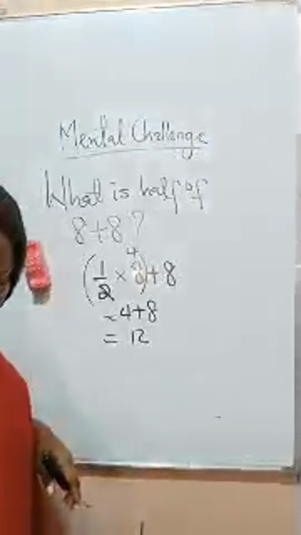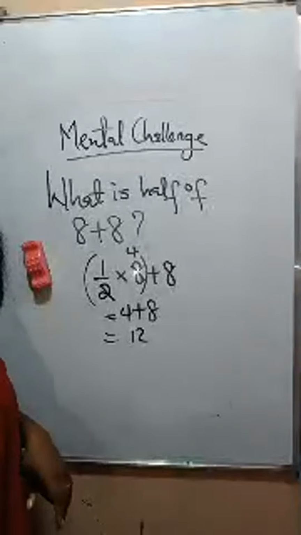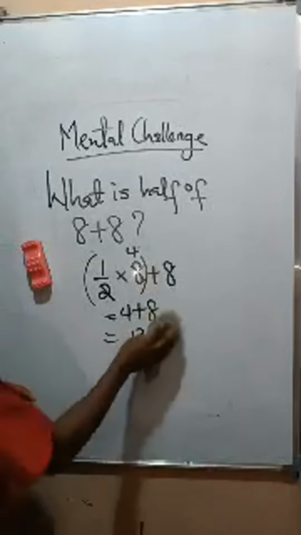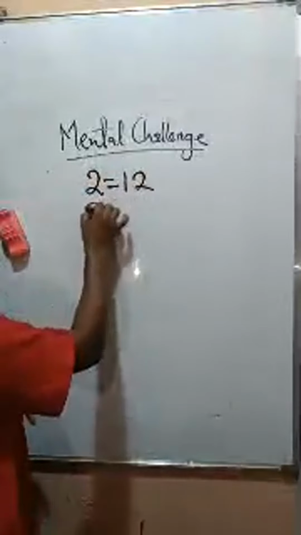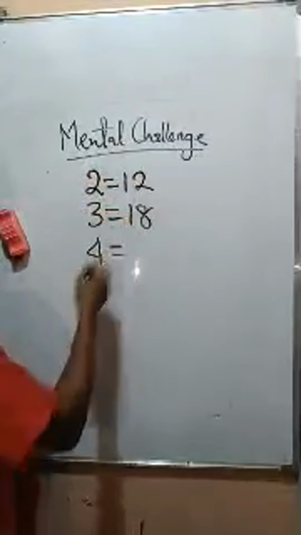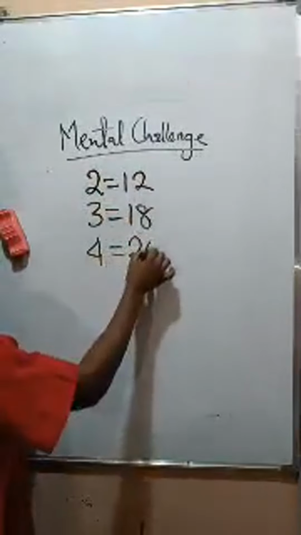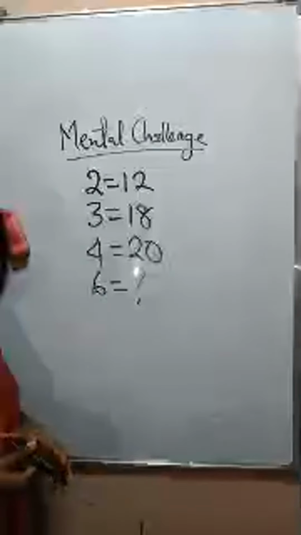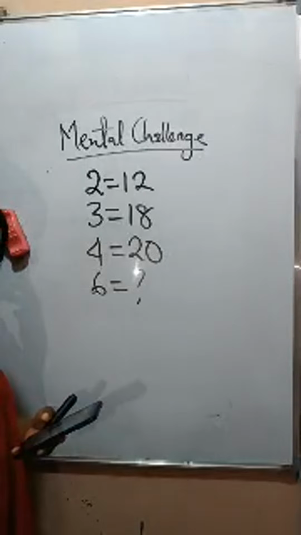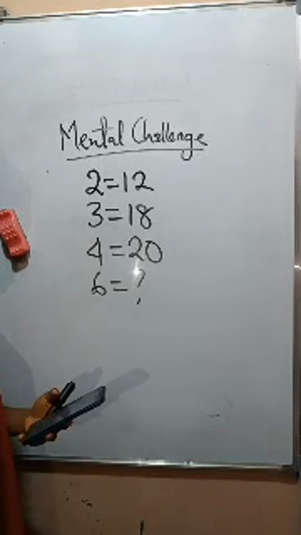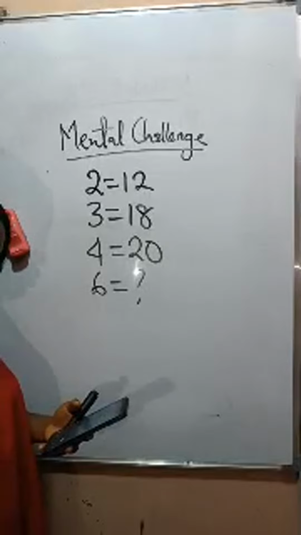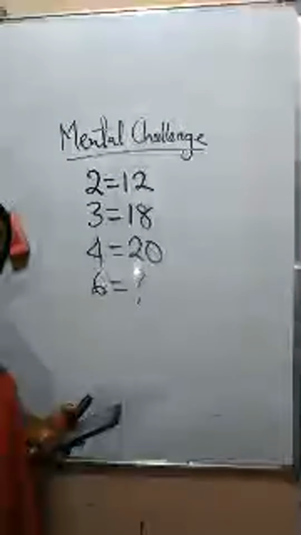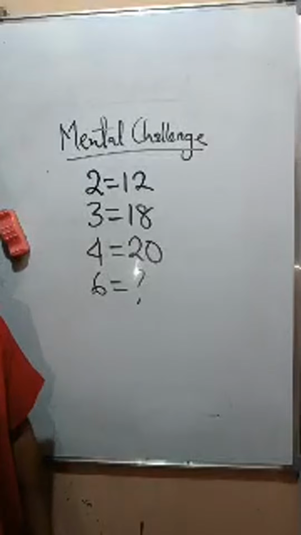Okay. Now the next question. The next question says 2 equals 12, 3 equals 18, 4 equals 24, 6 equals what? 6 is equal to what? If 2 is equal to 12, 3 is equal to 18, 4 is equal to 24. Now what is 6? 6 is equal to what? If it says 30, then 6 is equal to 30.